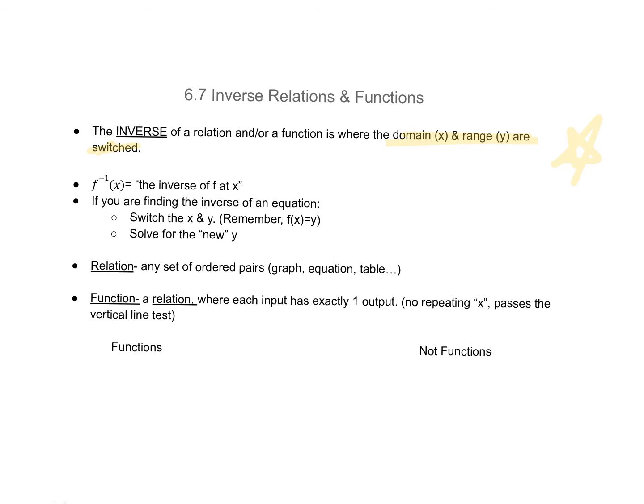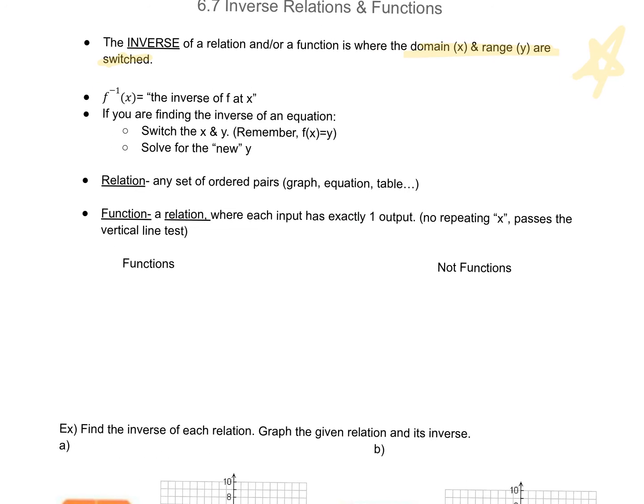Okay, so let's talk about a function. Well, first we'll go back to a relation. A relation is anything that you can graph. It's a graph, equation, tables, points, ordered pairs. It could be anything. Everything that can be represented graphically is a relation. Okay, a function is where each input has exactly one output, which means there are no repeating x's, and it passes my favorite, the vertical line test.